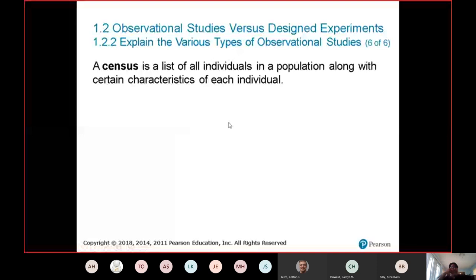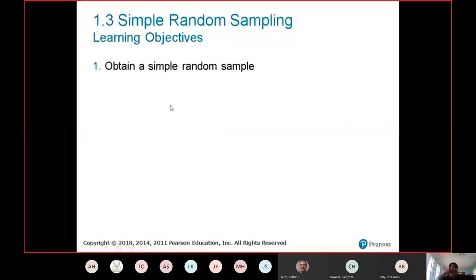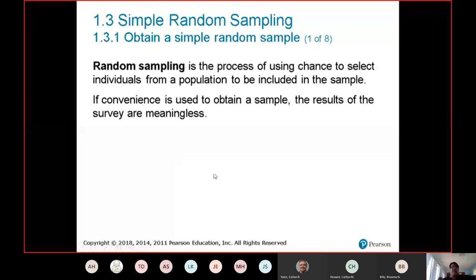Obtain a simple random sample. Okay, a random sample. Anybody know what a random sample is? For a random sample, you only need two or three words. Each has the same opportunity. Write that down. Each has the same opportunity. That's what that means. Is random sample the one you want to go with? Hail to the yes.